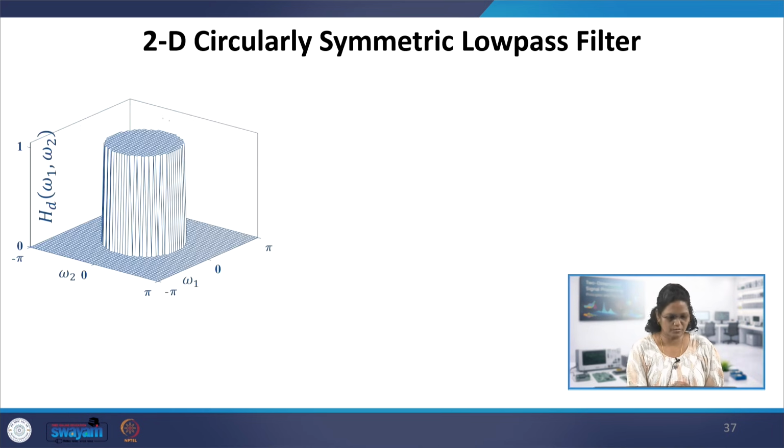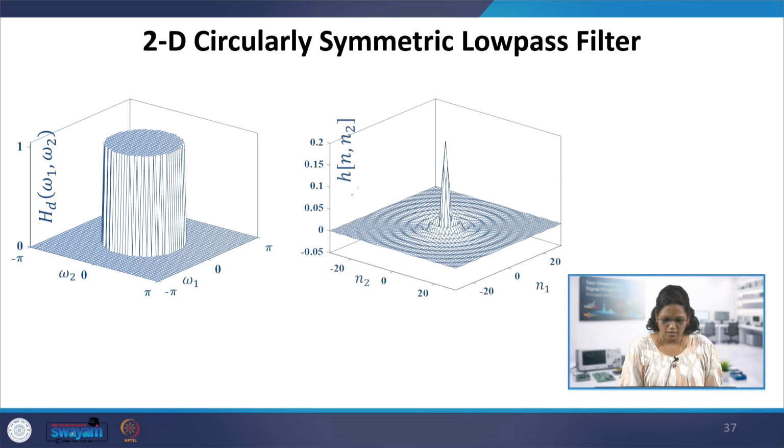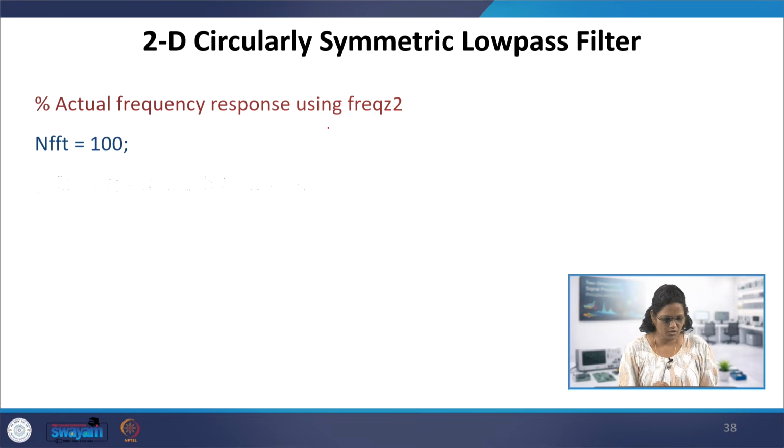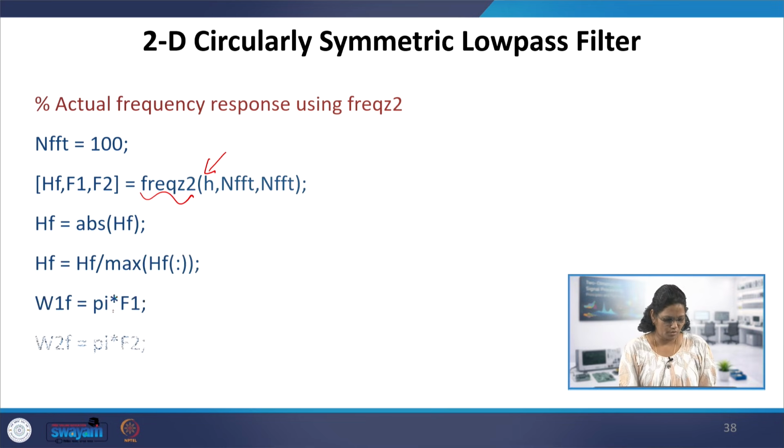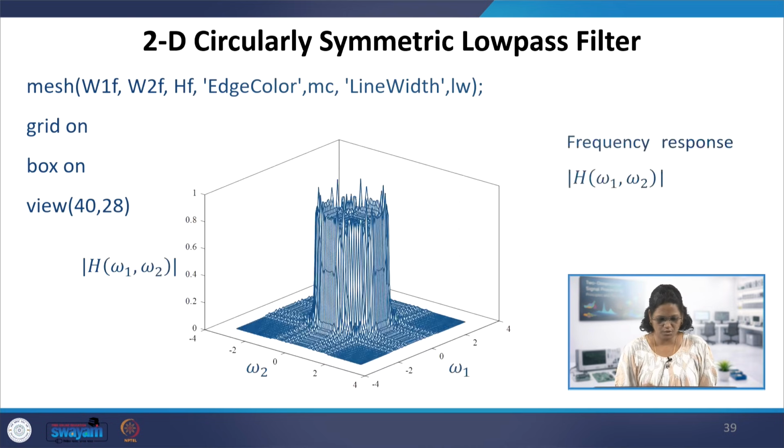This is the circularly symmetric response required, HD of omega 1 omega 2, and the impulse response from the frequency sampling filter is this. It is circularly symmetric, so you can see the circles over the ripples in the response of H as well. The actual frequency response can be obtained using this H and the built-in function freqz2. Change f1 f2 to omega 1 omega 2 for plotting. So the response we have is this, a case of circularly symmetric response.